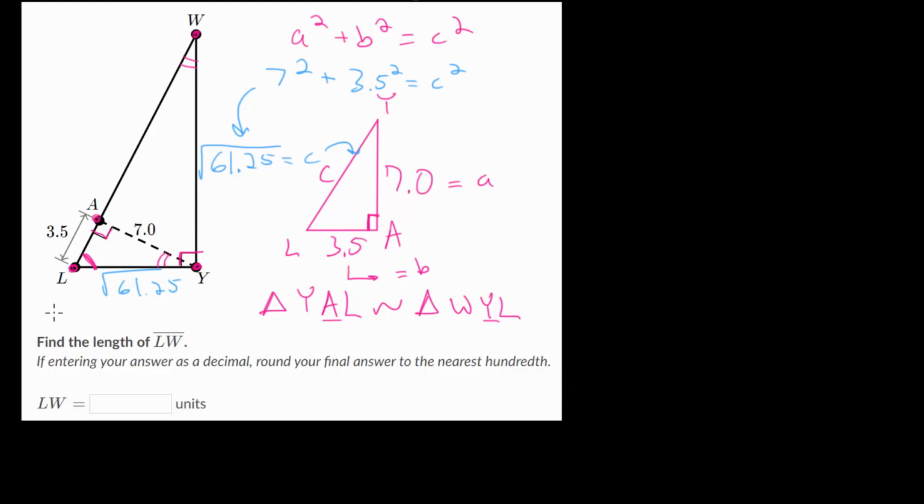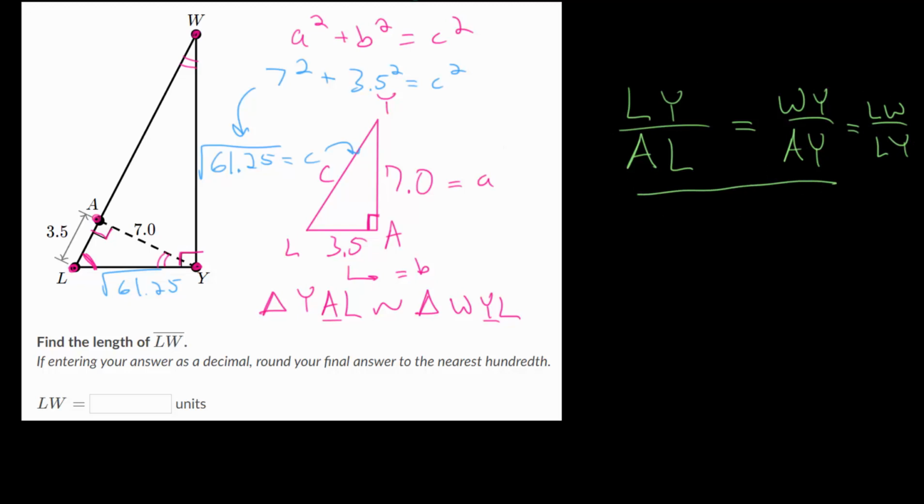We can write that the ratio of the small sides in each of these triangles, so LY from the bigger triangle divided by AL, is equal to the ratio of the middle sides in each of the triangles. So we can take the middle side in the big triangle, that is WY, divided by the middle side in the smaller triangle, which is AY. And if we wanted, we can even set this equal to the ratio of the large sides in each of these triangles, which would be LW divided by LY. But at this point, we really just need these two since that's what we have information on.